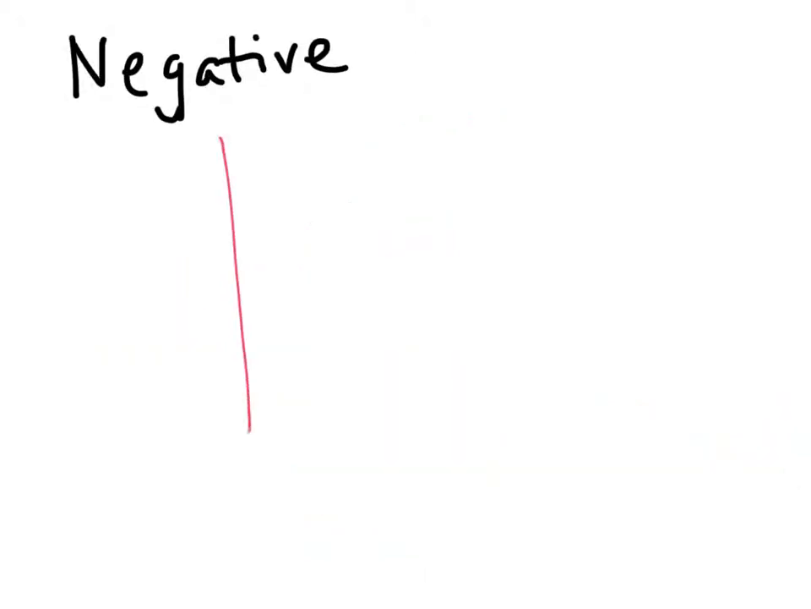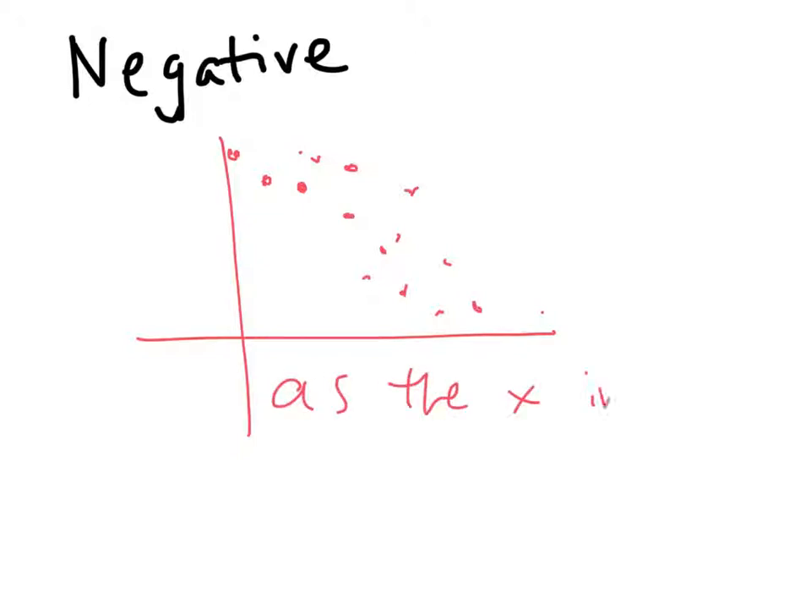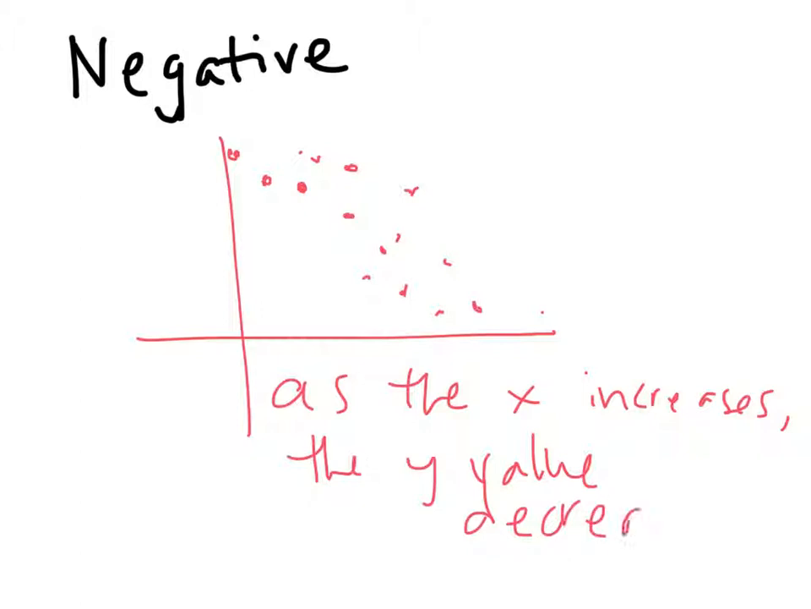In a negative correlation, it's kind of the opposite, right? We plot our data, and we notice, okay, it's not going in a straight line, but the trend is that as the x is increasing, as this x is getting bigger, our y has this trend or correlation to go negative. So as the x increases, the y value decreases.